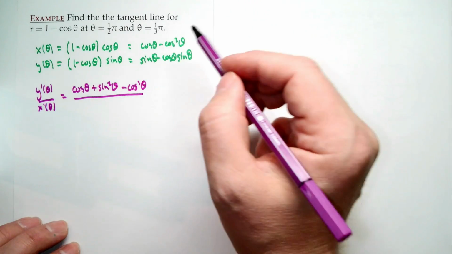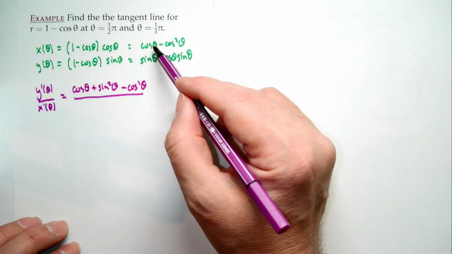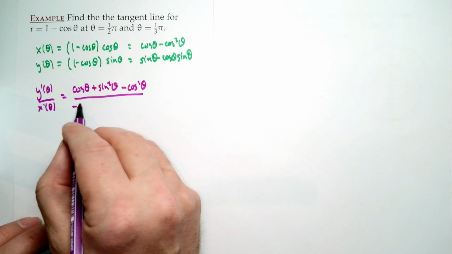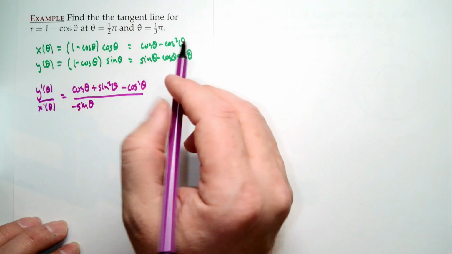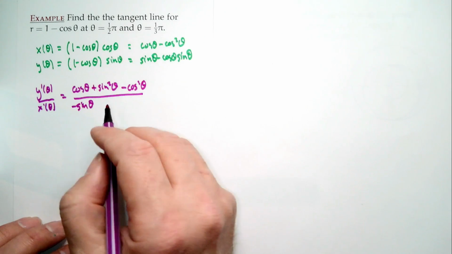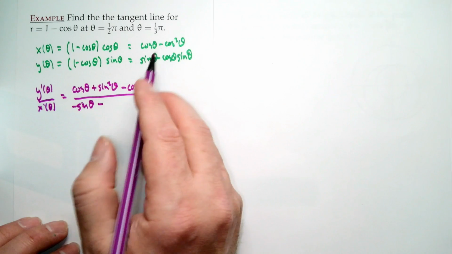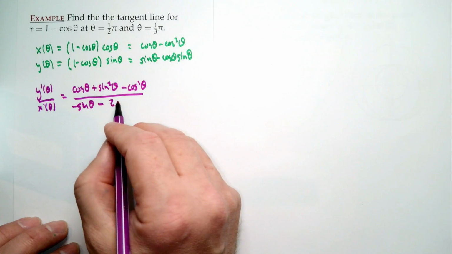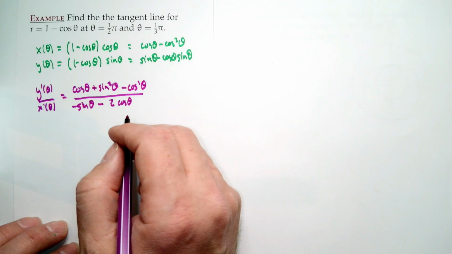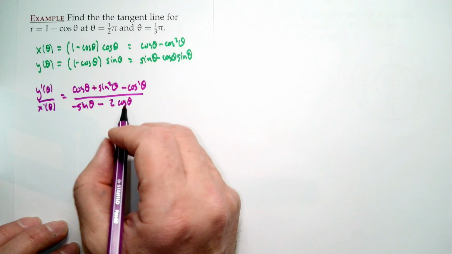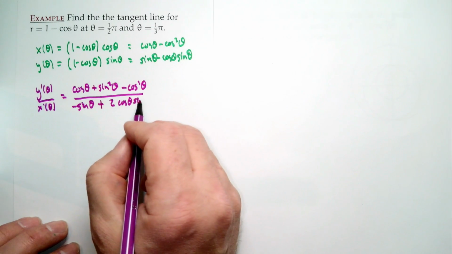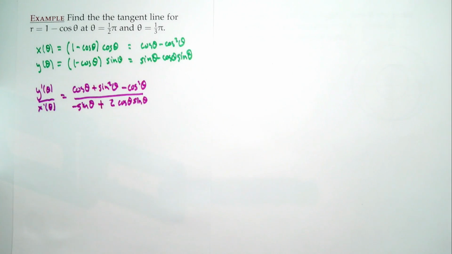Divide that by the derivative of x prime. Well, derivative of cosine is negative sine. Derivative of minus cosine squared? Well, minus, the 2 comes down, cosine theta to the first, and then what? Times the derivative of cosine, which is negative sine. That negative helps me change the sign out there. And so there's our derivative.